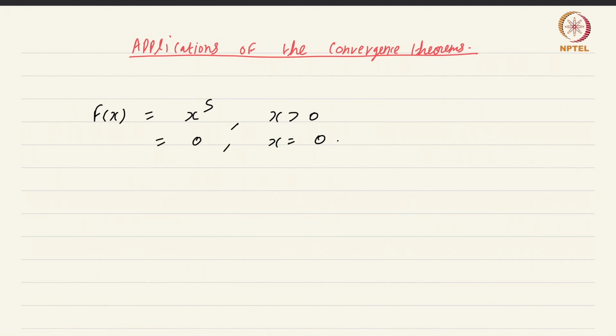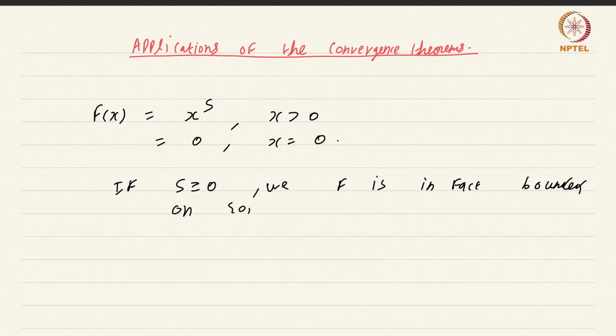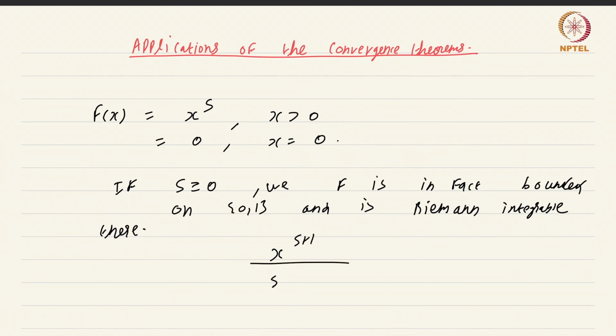Look at this function. Now, if s is greater than or equal to 0, we know that f is in fact bounded on the closed interval [0, 1] and is Riemann integrable there, and what is the Riemann integral of this function going to be? Well, it's just going to be x^(s+1)/(s+1) with limits 0 to 1, which is just 1/(s+1).